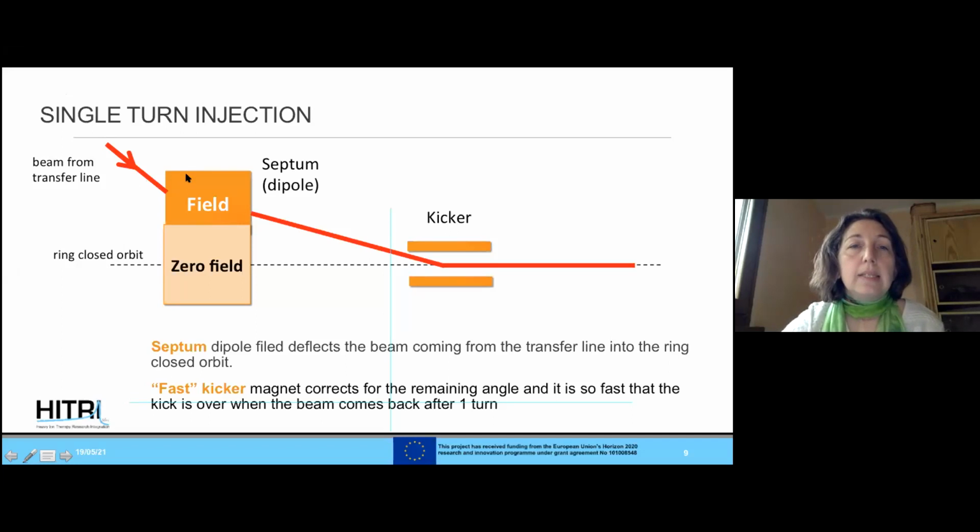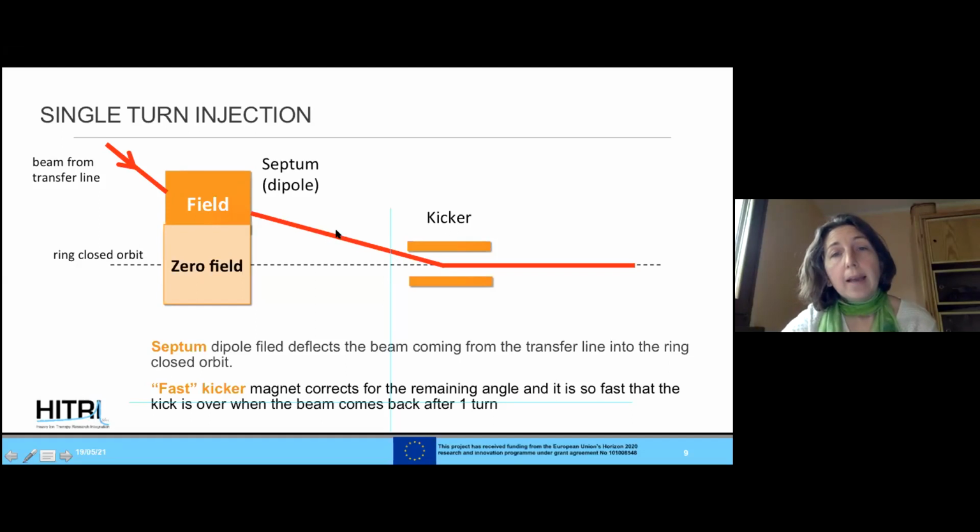A septum is a thin foil here, which separates a region with field from a region without field. The region without field is where the synchrotron is. So the beam, if it was there, would feel zero field, zero deviation. But here in this space, you have some field, whether electric or magnetic, that bends this particle. And from this angle, you get a different angle so that you can get closer to the closed orbit in the ring.